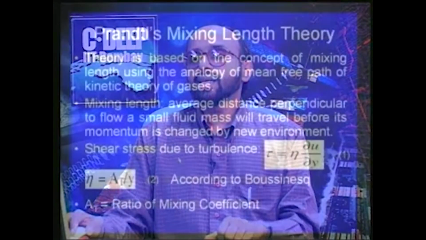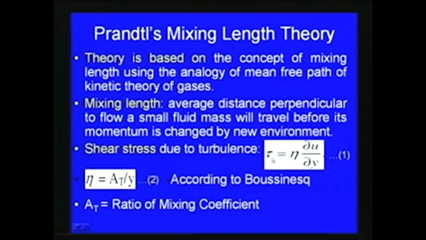Then he defined the shear stress due to turbulence as tau is equal to eta into del u by del y, where u is the velocity in the x direction, and where eta is equal to A_t by y, where A_t is the ratio of mixing coefficient.